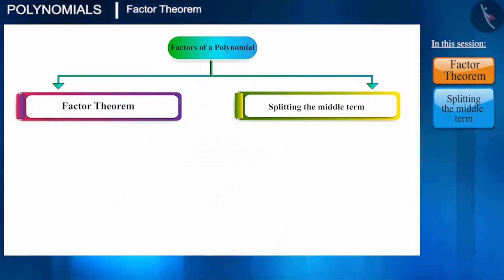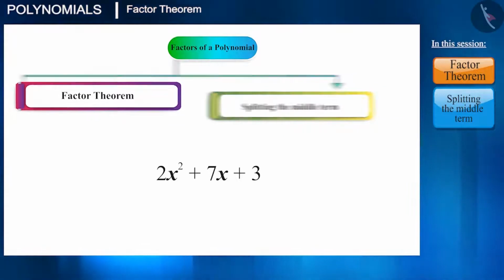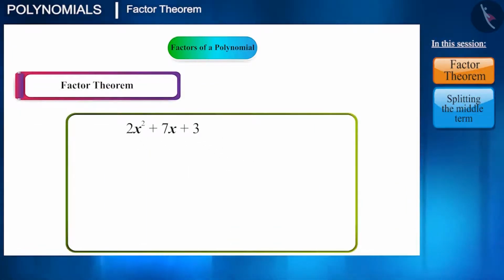Suppose we are given a quadratic polynomial 2x squared plus 7x plus 3. From this, we will derive the factors using the factorization method and splitting the middle term method. First, let's see the factorization method. The polynomial is 2x squared plus 7x plus 3. To solve using this method, the coefficient of x squared has to be 1.